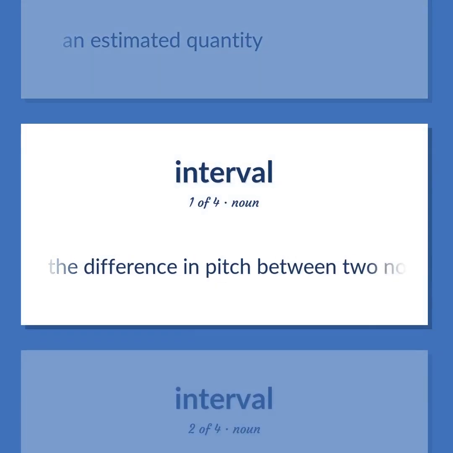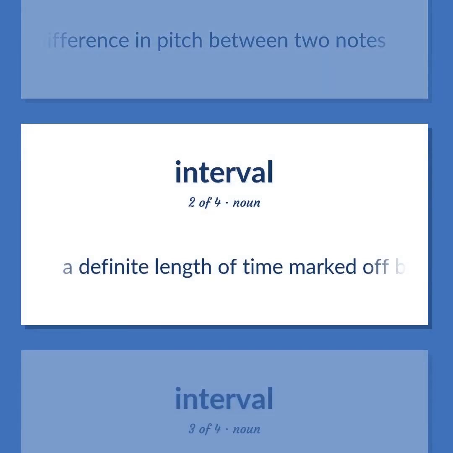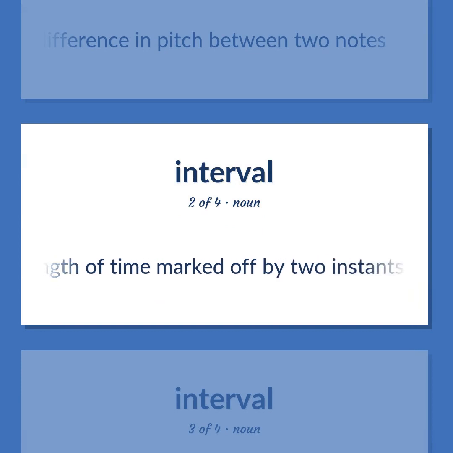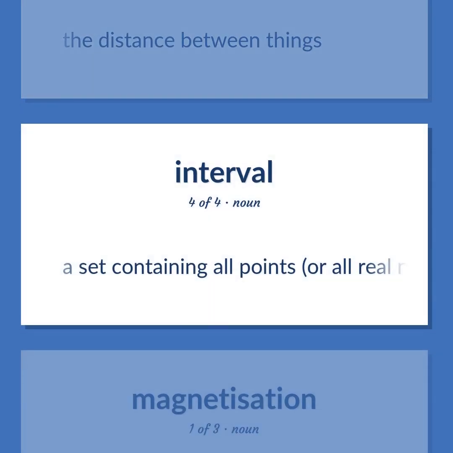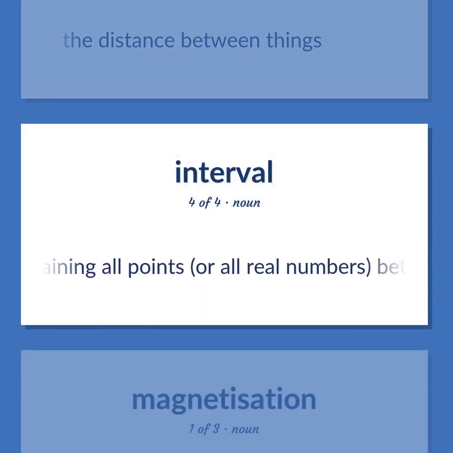The difference in pitch between two notes. A definite length of time marked off by two instants. The distance between things. A set containing all points, or all real numbers, between two given endpoints.